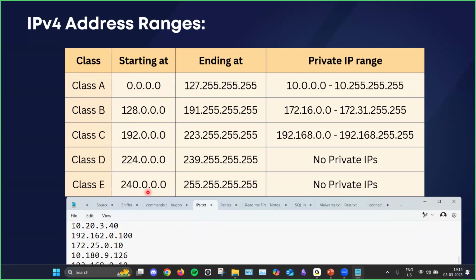Here, the first octet is 10. So therefore, this is class A. Okay. What would the next one be? 192. Where is 192 falling under? That's between class C, 192 and 223. So this is class C.